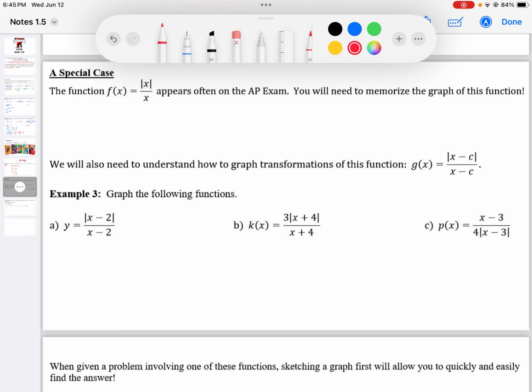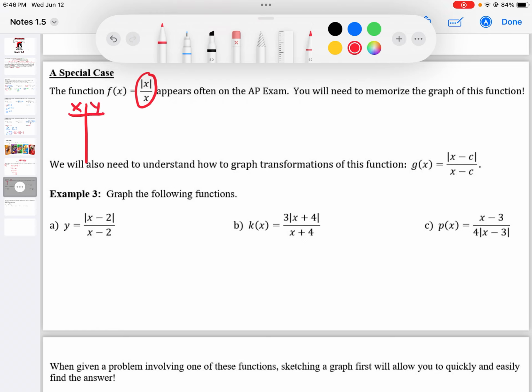This is a special case. This is a function that you've probably never seen before, but it will most likely show up on the AP exam. Probably just as a multiple choice question, but you'll come to memorize this. If you can't memorize it, just make a table of points to kind of see what it looks like.